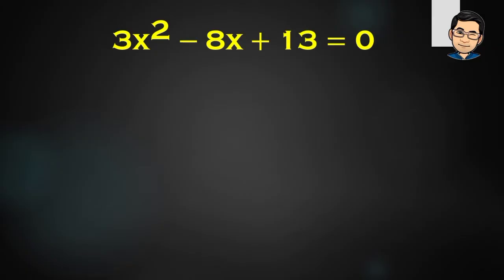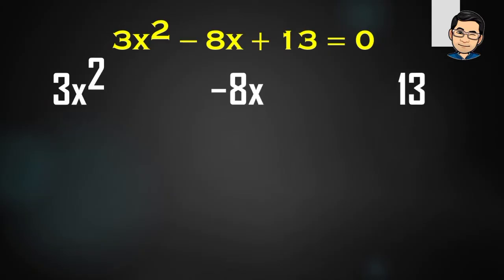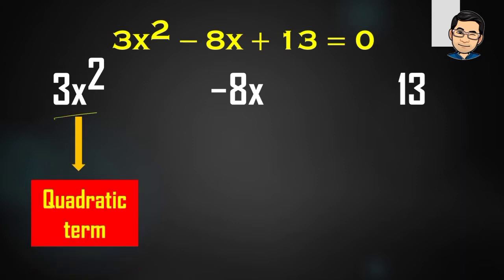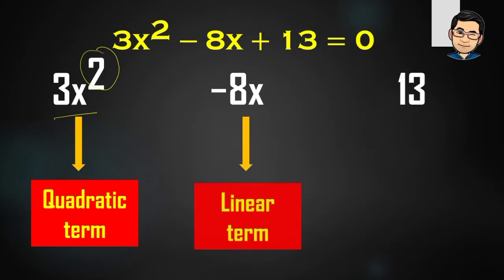So, anong tawag dun sa 3x squared? Negative 8x, 13. So, term sila ng quadratic equation. However, meron silang katawagan talaga. For example, this one, 3x squared. Ang tawag dyan is quadratic term. Why quadratic term? Because of the degree 2. Next. Negative 8x is the linear term. Bakit linear term? Kasi ang degree po niya is 1.